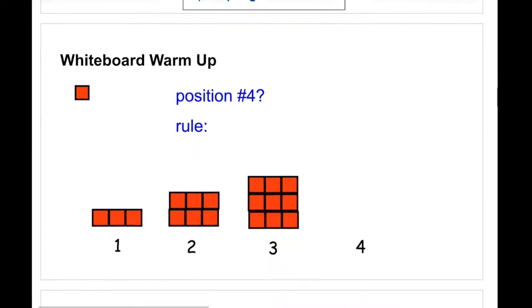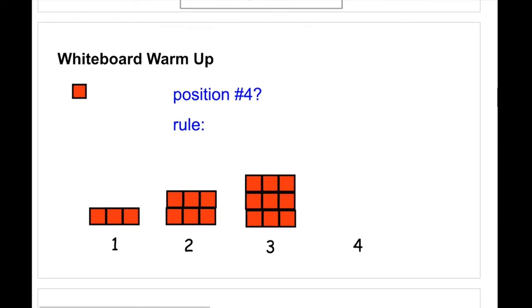Now we're going to look at more of a pattern. While the other one was a pattern of numbers, this is more of a pattern of blocks, so it might be a little bit easier to visualize. What would be the fourth position? What would the shapes look like in number 4? Hopefully by looking at the tiles you could see the pattern. This one shouldn't be too hard, but for number 4, maybe it's a little bit too large.